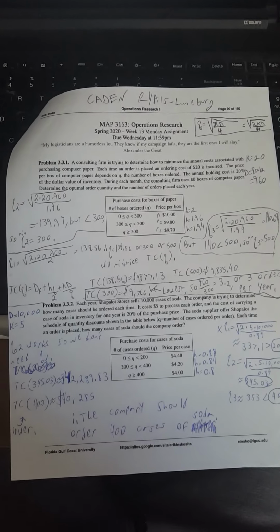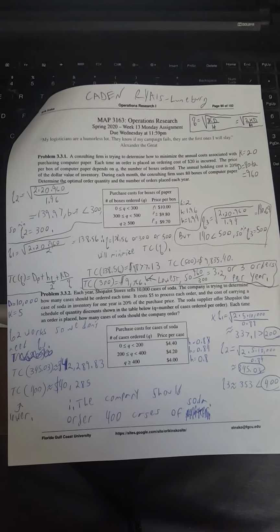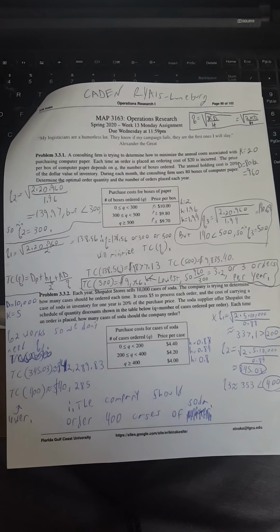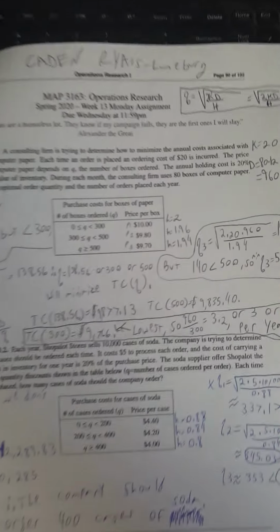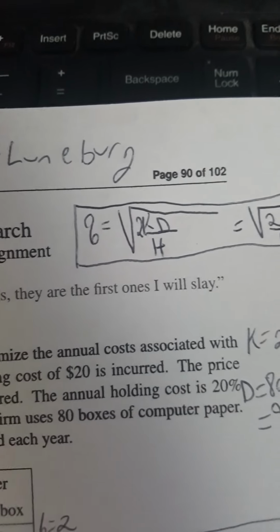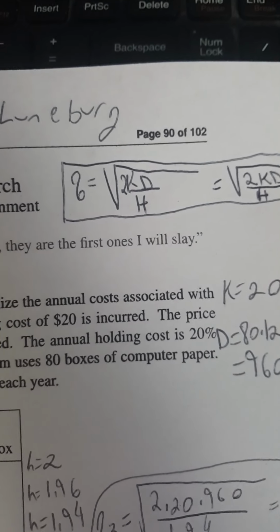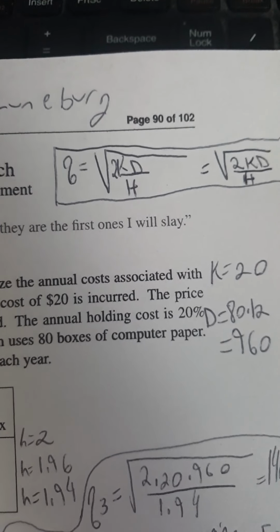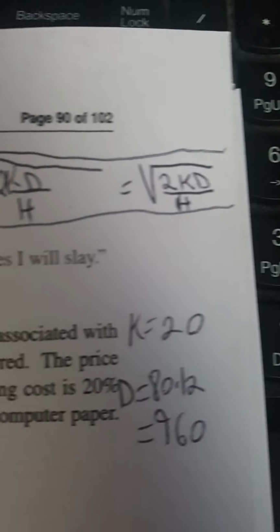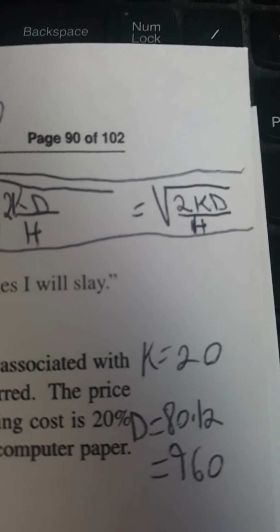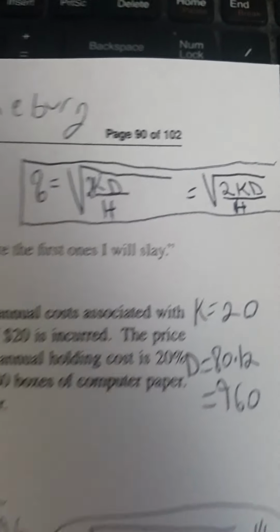These two problems should illustrate how to go about finding the economic order quantity Q, and this is the formula we're going to be using for it. Q equals the square root of 2 times K times D over H. I also wrote it twice because my handwriting's not the best. So let's go through this problem.